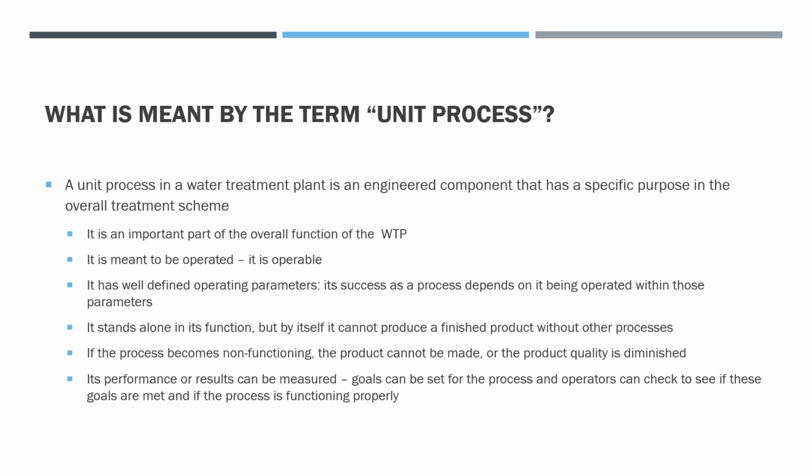If the process itself becomes non-functioning, the product cannot be made, or the quality of the water itself is going to be diminished. It may still meet standards, but it will be diminished. So the performance of the results of the unit process itself can all be measured. That means you can set goals for them, and the operators can then measure the performance of the unit process against those goals. Operators can check to see if those goals are being met and if the process is functioning properly.